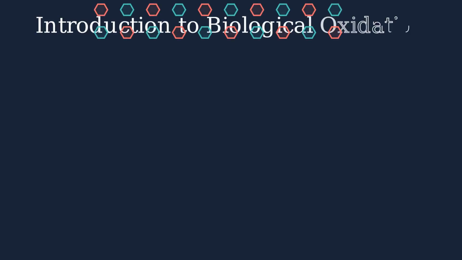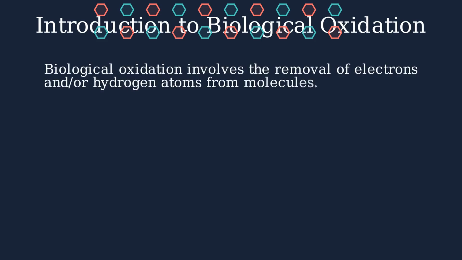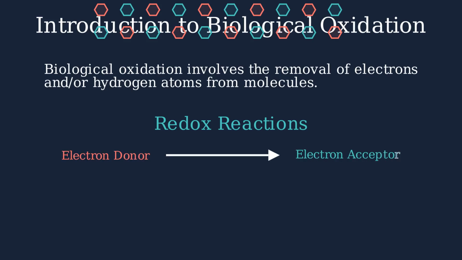Biological oxidation is a fundamental process in biochemistry. It involves the removal of electrons or hydrogen atoms from molecules, typically facilitated by enzymes. These reactions, known as redox reactions, are always coupled. When one molecule is oxidized by losing electrons, another must be reduced by accepting those electrons.